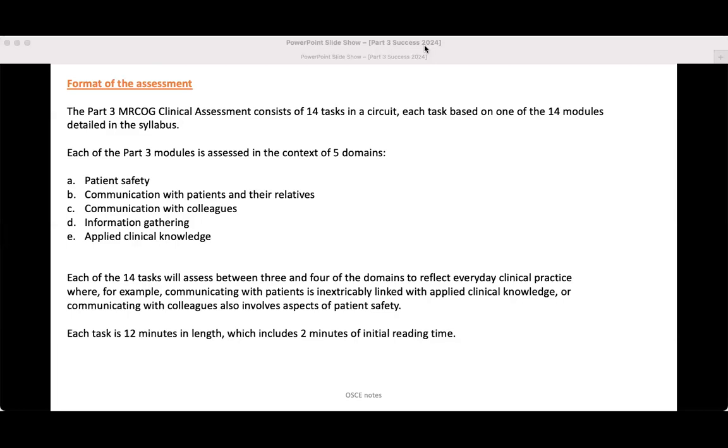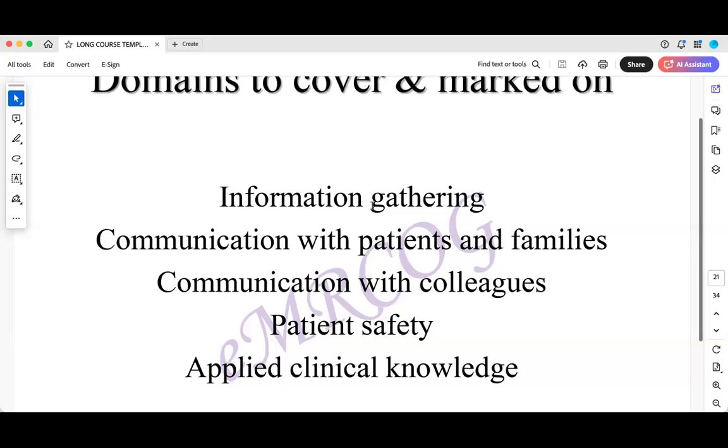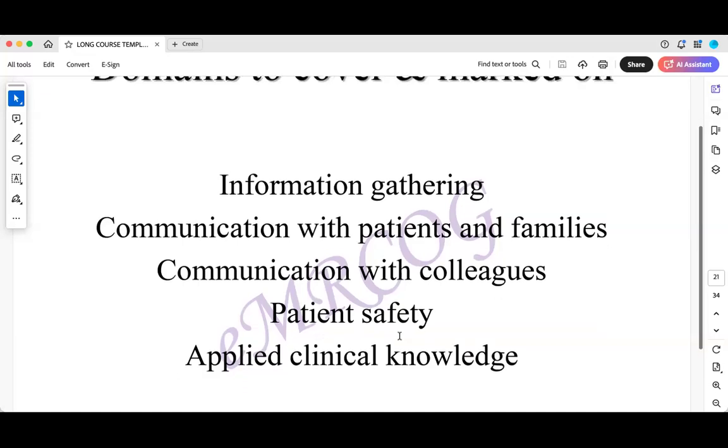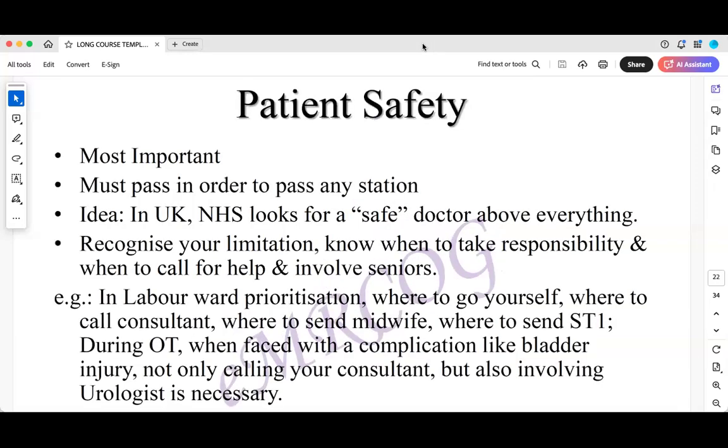Okay, so let's have an idea about the domains to cover and the marking, how the marking is done in the exam. So again, the domains are: information gathering, communication with patient, communication with colleagues, patient safety, and applied clinical knowledge. In each domain, there are some points that you have to secure, because in the exam, if you didn't secure those points in the domain, you fail the domain, right?